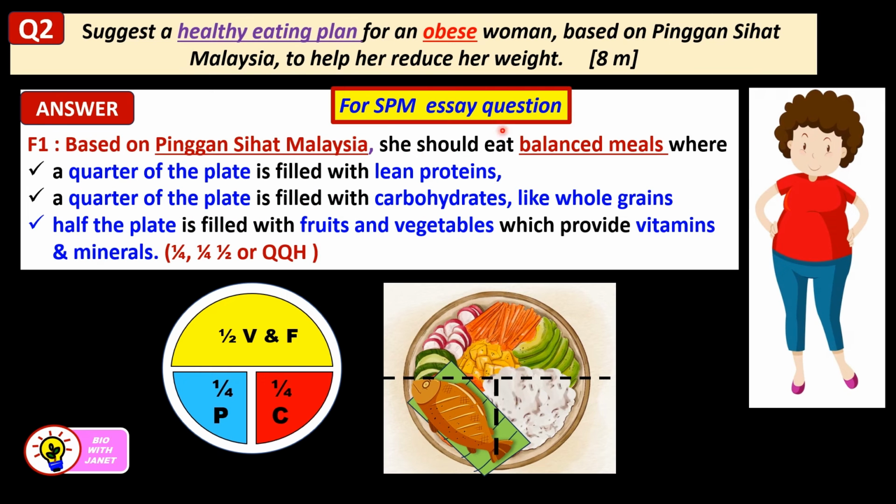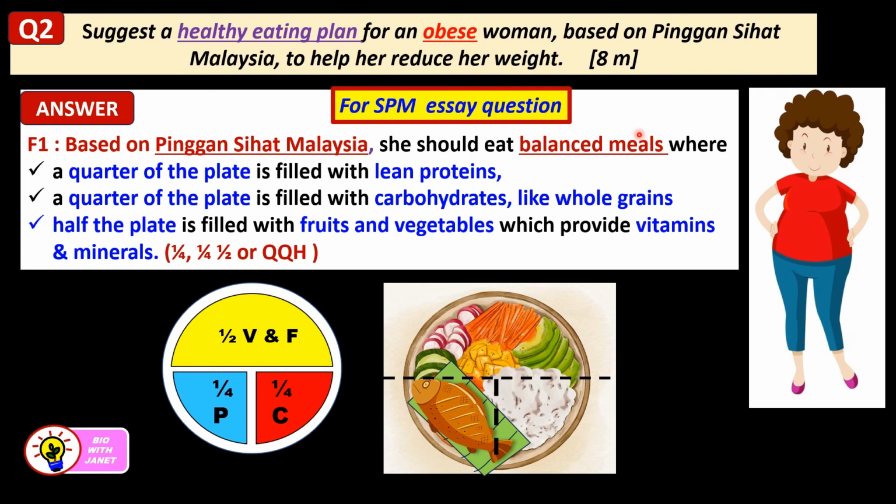Now we're ready to discuss this question. Suggest a healthy eating plan for an obese woman based on Pinggan Sihat Malaysia to help her reduce her weight. So obese means a very fat person. So you're supposed to suggest a healthy eating plan for an obese woman based on Pinggan Sihat Malaysia. So you have to mention this Pinggan Sihat Malaysia in your answer to help her reduce her weight. 8 marks or maybe 10 marks. So this is a soalan ramalan.